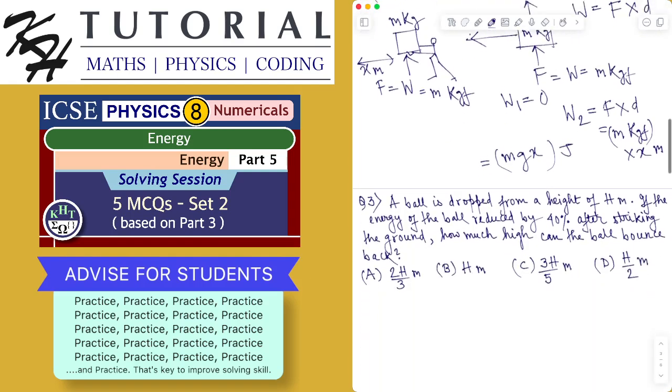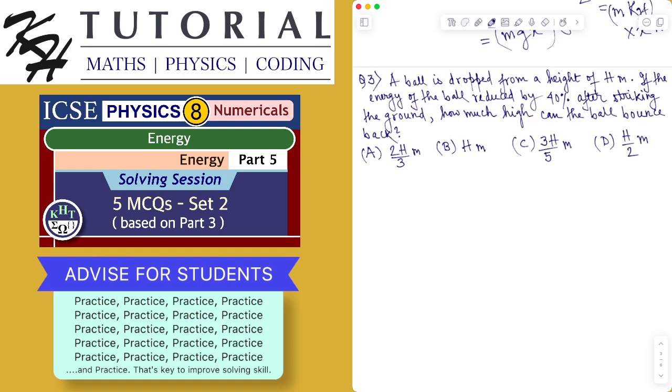Let's see the next problem. A ball is dropped from a height of h meter. If the energy of the ball is reduced by 40% after striking the ground, how high can the ball bounce back? Now, let's say the ball is at the point A, which is at a height capital H meter from the ground. So the ball is dropped from the point A.